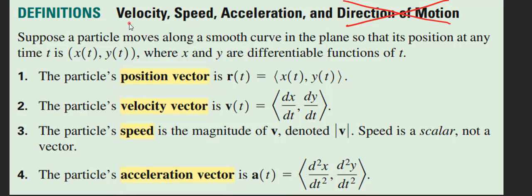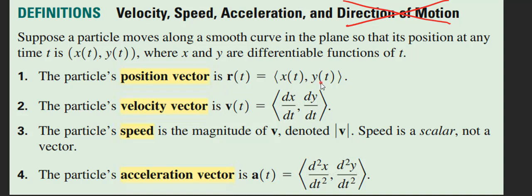Now we're going to look at velocity, speed, and acceleration of a vector. We're not going to focus on direction of motion because I don't see that on the AP exam. So when you have a particle that moves along a smooth curve, which is a curve represented by a parametric curve, so that its position at any time t is x of t, y of t, where x and y are differentiable functions of t. So the particle's position vector is going to be represented by this.